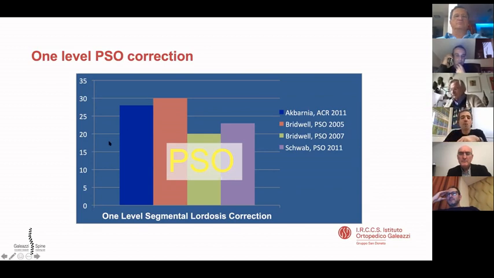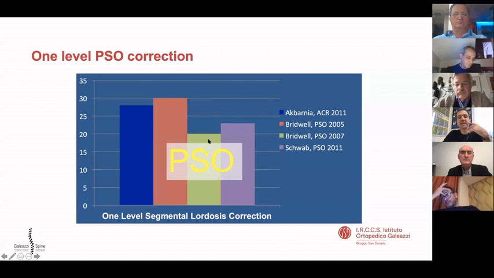Here you have a summary of 4 different articles published before 2012. You can see how the average correction for one level of PSO was about 25 degrees, for Keith Bridwell about 30 degrees, but very often the corrections were around 20 degrees. And it's interesting that even Keith Bridwell, in between 2 different publications, had this very large interval of correction.